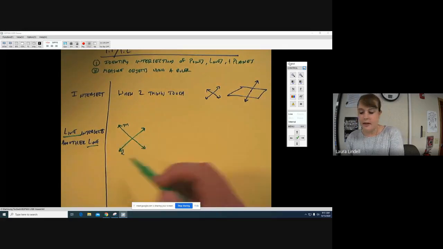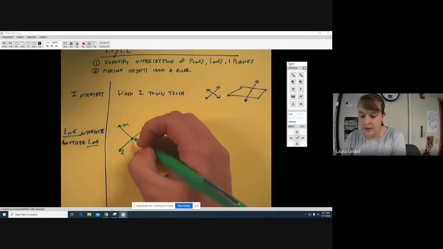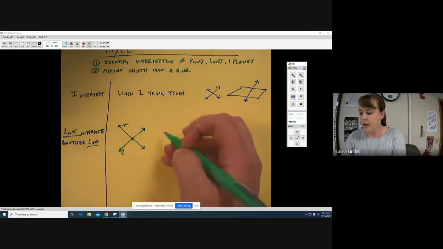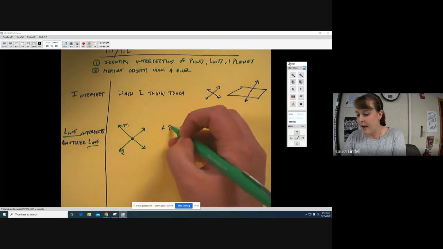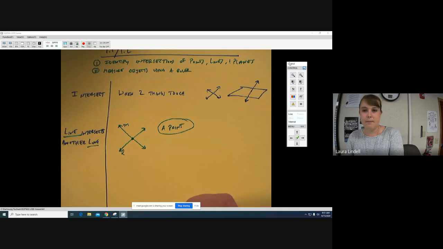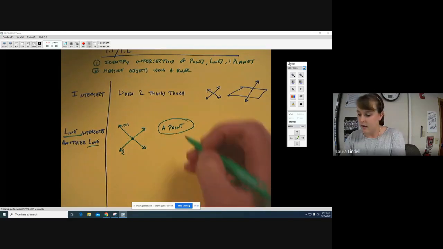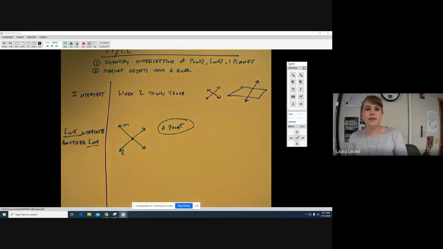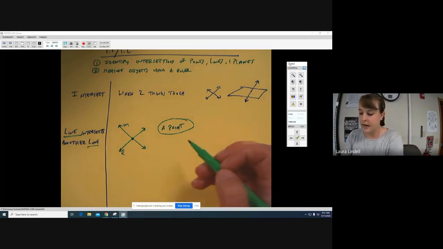When two lines intersect, they intersect at only one specific spot, and that spot is a point. So when a line intersects a line, it's always at a point every time. So if lines are touching, it's at a point, unless they're the same line. If line L and line M are the same, they're lying right on top of each other, that's not truly an intersection, though. That's more that they're just the same line. So we'll just say that they intersect at a point.